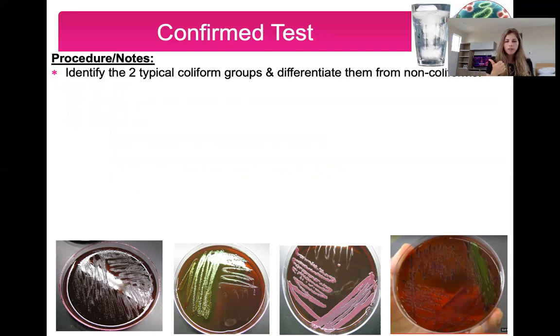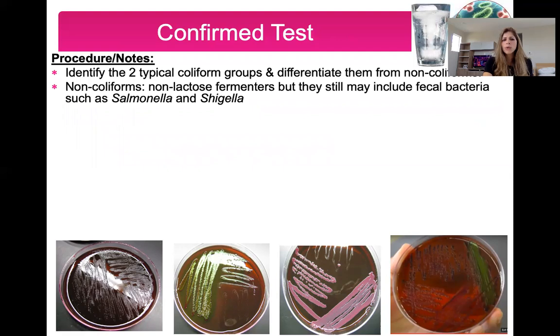We can have non-coliforms grow, and they produce clear colonies. And we can have coliforms grow. Coliforms can either be the E. coli group, which produce green colonies because of all the acids that they produce as part of their metabolism, or Enterobacter aerogenes, which are also coliform groups, and they produce pink/purple colonies. So non-coliforms, again, are still fecal bacteria. They're just not coliforms because they don't ferment lactose.